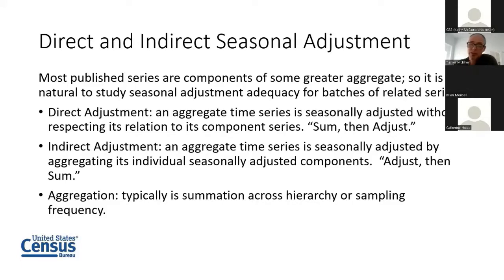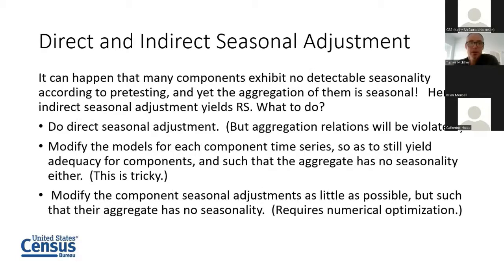But another type of aggregation that can happen is cross sampling frequency, where you sum up monthly values to get quarterly values. So it can happen that many components exhibit no seasonality in the pretest phase, and yet when we aggregate, we get a series that does have seasonality. This is maybe a little bit non-intuitive, but some papers have been written that demonstrate how this could happen and empirically show that it does happen from time to time.